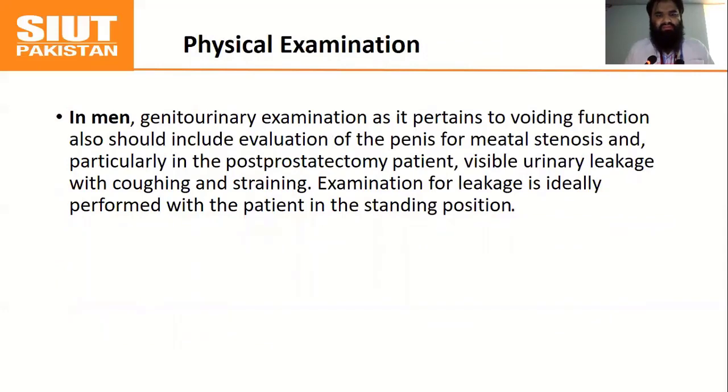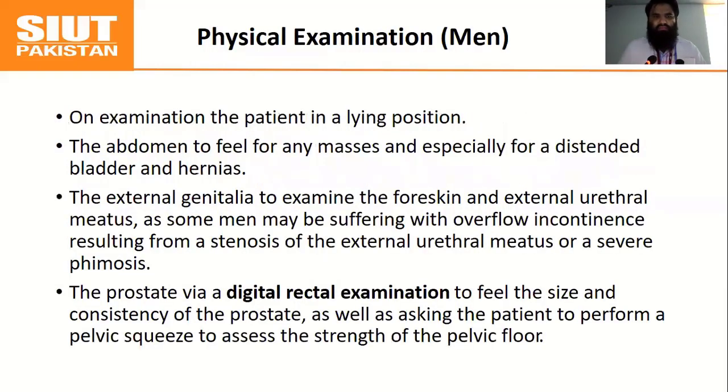Physical examination in men, as it pertains to voiding function, should include evaluation of the penis for meatal stenosis, particularly in the post-prostatectomy patient. Visible urinary leakage with coughing and straining is seen. Examination for leakage is ideally performed with the patient in the standing position. On lying position, examine the abdomen to feel for any masses, especially for a distended bladder and hernia. The external genitalia are examined for the foreskin and external urethral meatus, as some men may suffer from overflow incontinence resulting from a stenosis of the external urethral meatus or a severe phimosis.